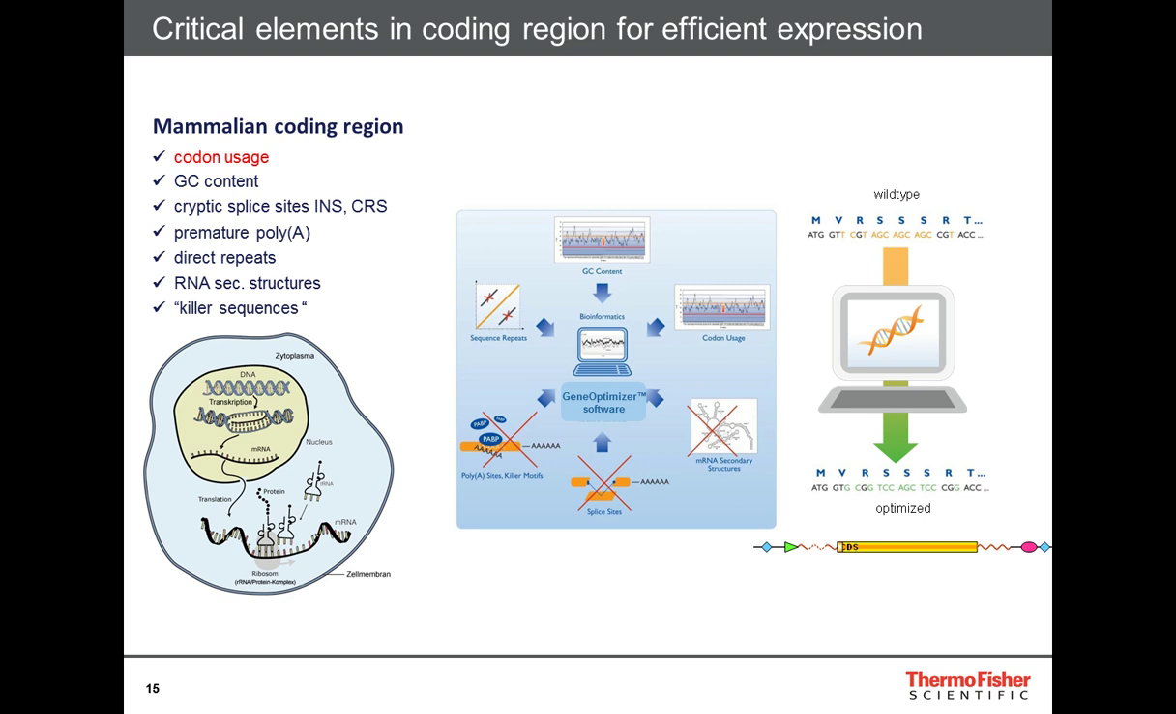Direct repeats in the DNA may lead to instability, genetic instability. Indirect repeats may lead to RNA secondary structure, which also hampers translation. And then, for example, in plants, there are so-called killer sequences. That's AT-rich sequence or sequence structures that have an impact on the mRNA half-life and lead to a faster degradation of the mRNA. So all these parameters can be taken into account when you optimize a gene in silico.